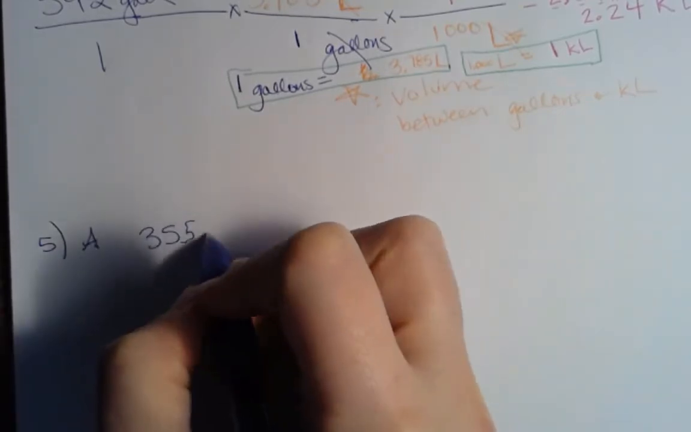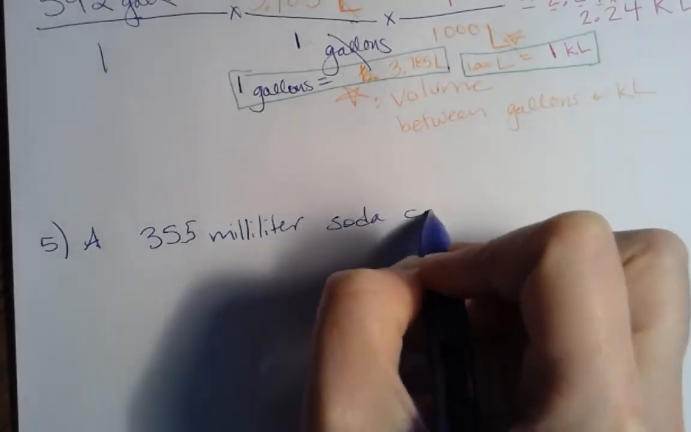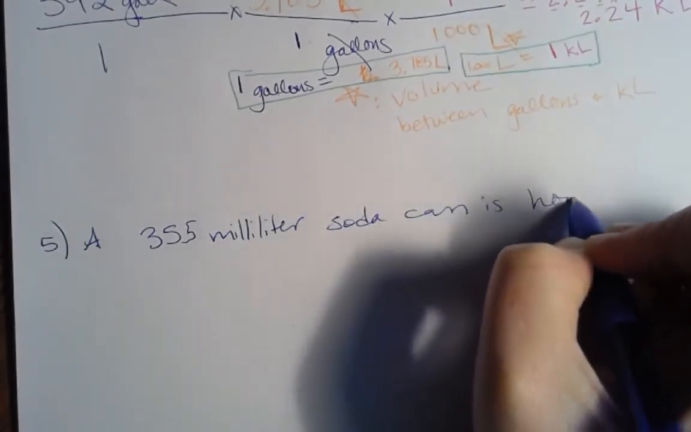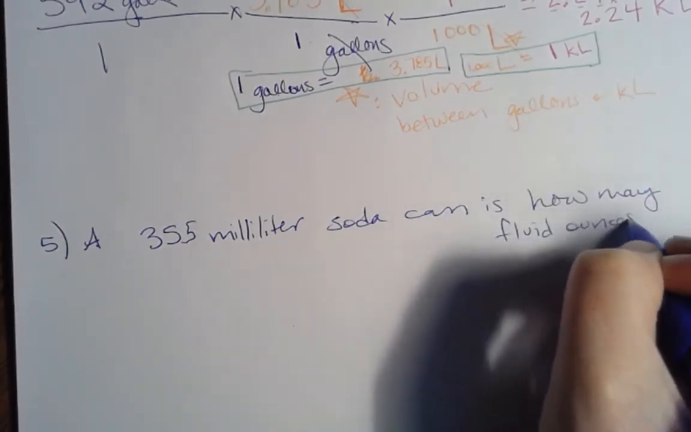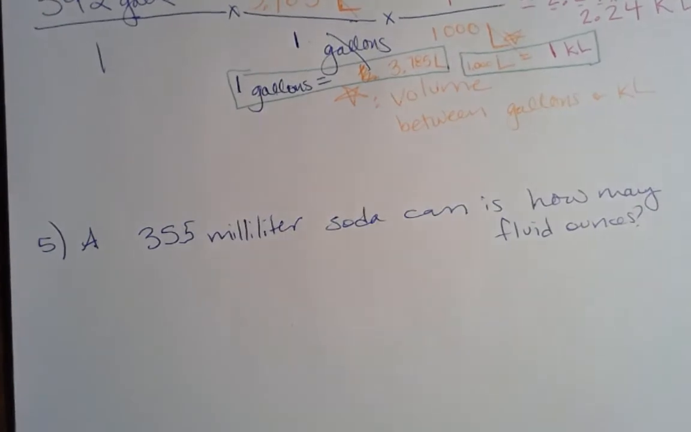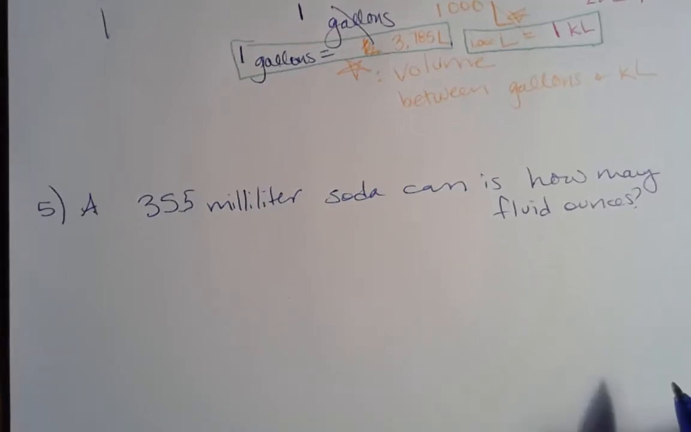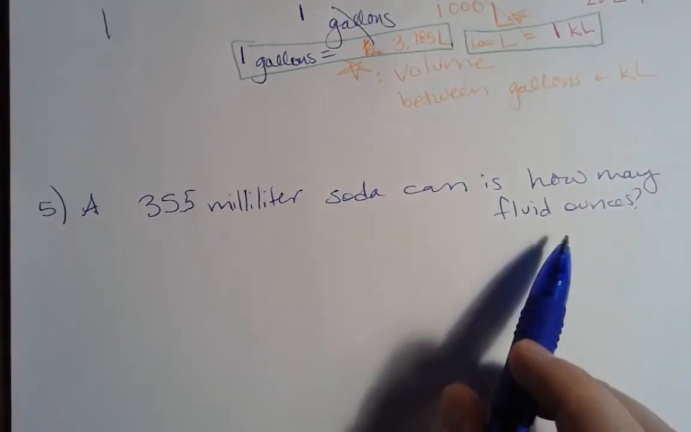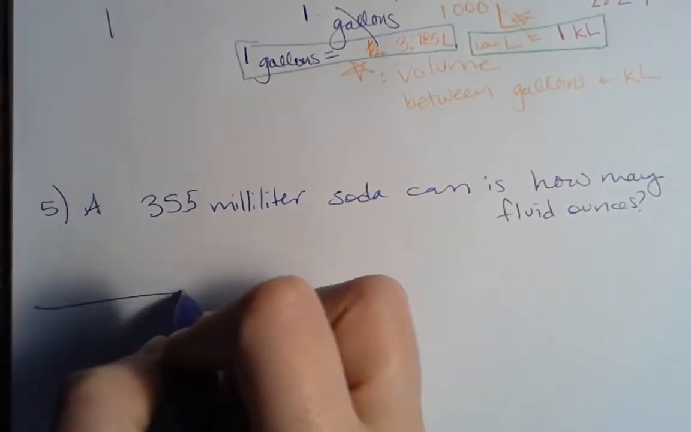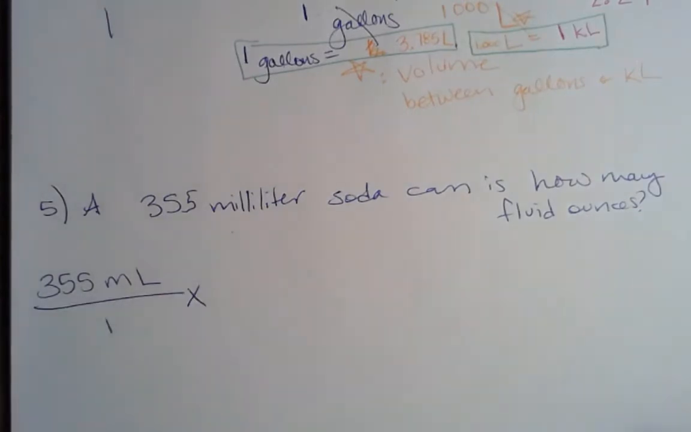A 355 milliliter soda can is how many fluid ounces? There's a chance you have a 355 milliliter soda can on your very desk at this very moment, and you could check it that way. And there's probably somewhere out there a conversion directly from milliliters to fluid ounces. However, on this page of things, I don't give you that.